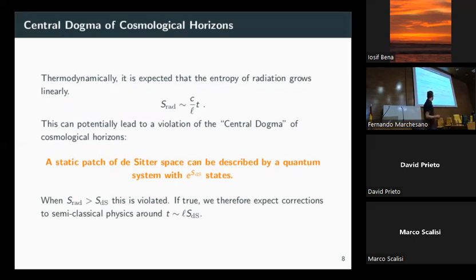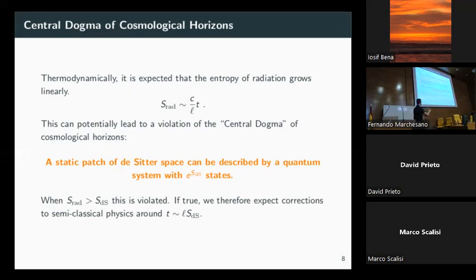Well, this can potentially lead to a violation of what is sometimes called the central dogma of cosmological horizons. A dogma is something that has more evidence than just speculation. It's not as rigorous as a theorem, it's somewhere in between. And the central dogma for de Sitter space reads as follows. When you think about a static patch of de Sitter space, the central dogma tells you that it should be described by some quantum system. We don't specify precisely what it is, but that quantum system should have a finite amount of states.